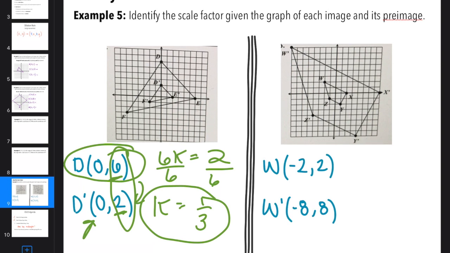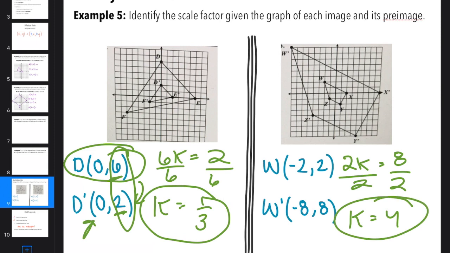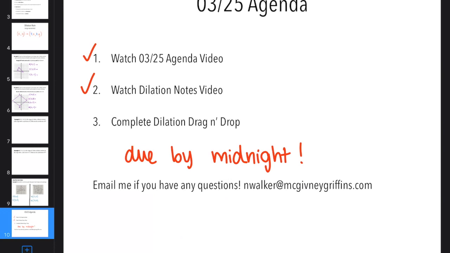All right, looking at my other set of problems for W, I'm going to do the same thing. It doesn't matter which set I pick. If I pick x or y values, just pick one because your scale factor is consistent for both. So I'm going to take my pre-image coordinate of 2 times k to equal my image y value, which is 8. Divide by 2, divide by 2. My k, or scale factor, is 4. Not too shabby, right?